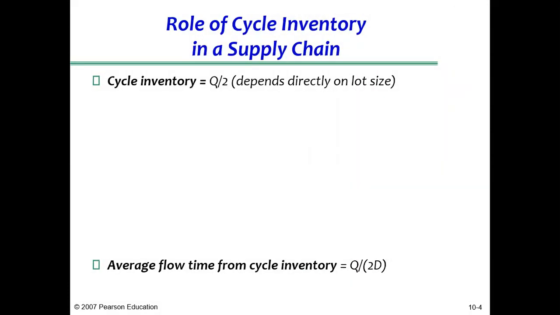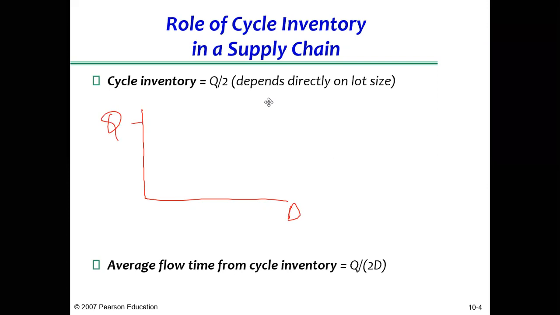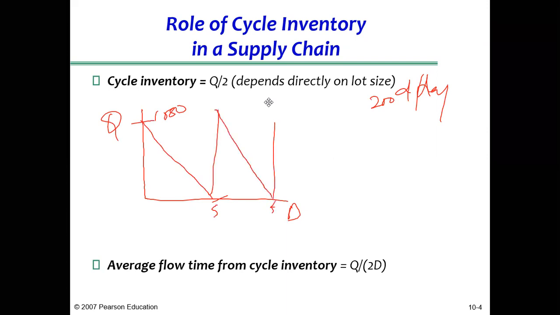Then we saw a graph that had demand, days, and quantity. It said that if, let's say, for a demand of 200 per day we purchase 1000 units, it would take 5 days to finish. We refill it and then the next 5 days to finish. We refill it and then the next 5 days to finish. And we have two quantities here, Q and Q naught.